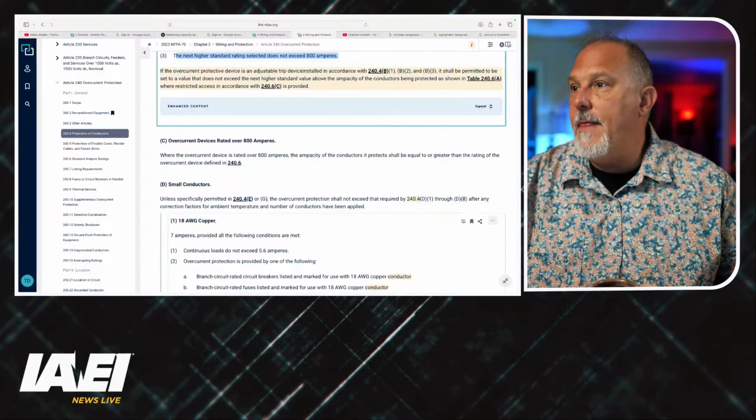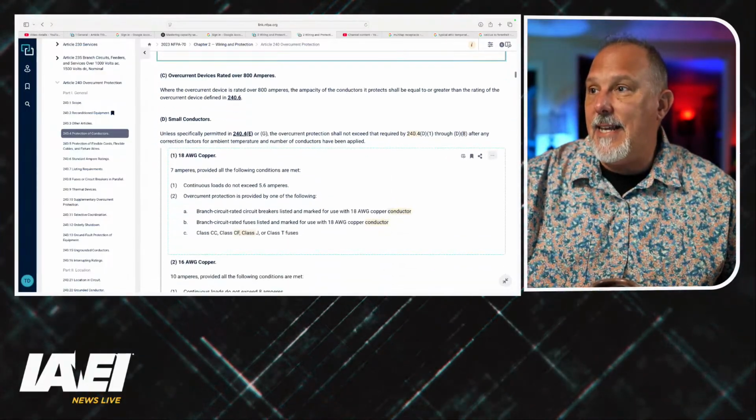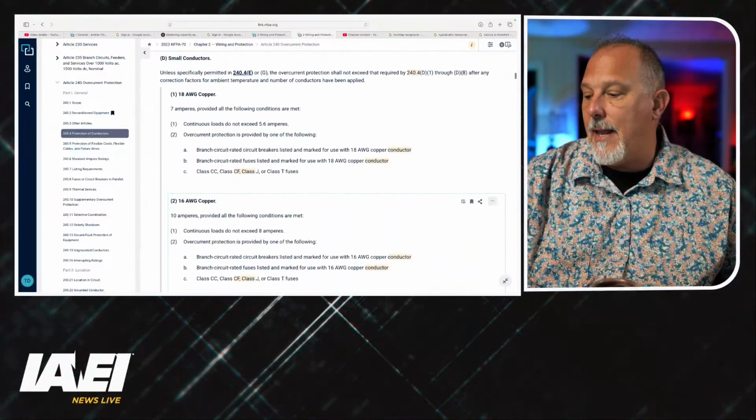Beautiful. And that is B and C, and then D gets into small conductors. And what I like about small conductors, the small conductors portion of the code basically tells you what the overcurrent device is. They'll tell you if you have a 14 gauge copper clad aluminum, it's a 10 amp circuit. You have to have a 10 amp circuit breaker on it, and your continuous loads can't exceed 8 amps. If you have a 14 gauge, 15 amp breaker, period. 12 gauge copper, 20 amp breaker, period.